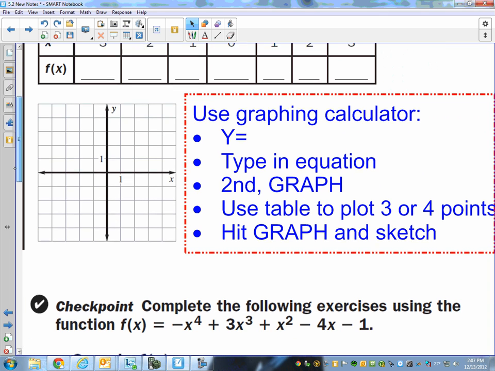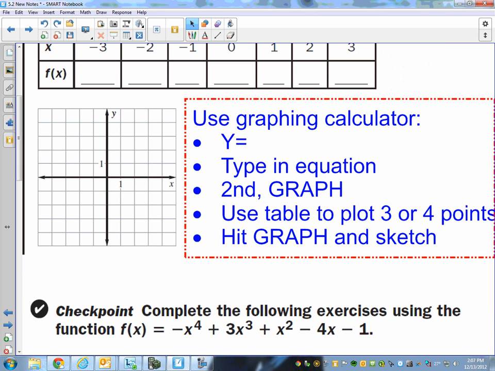Maybe write down these steps somewhere in your notebook so you have them in case you ever need them. But yesterday in class when we did the evaluating, that's all of this. And we even used the table a little bit. Today, instead of just finding the one point, we're going to plot 3 or 4 and then hit graph and sketch it. So that's all we have to do.